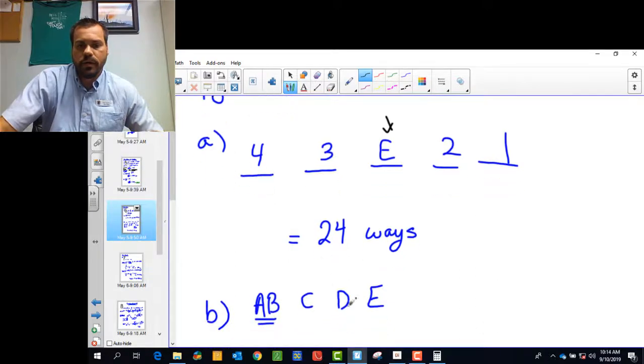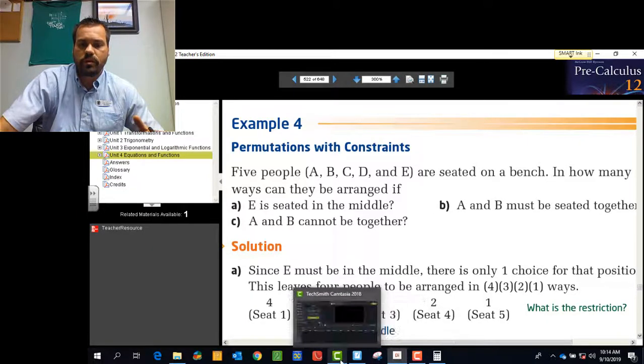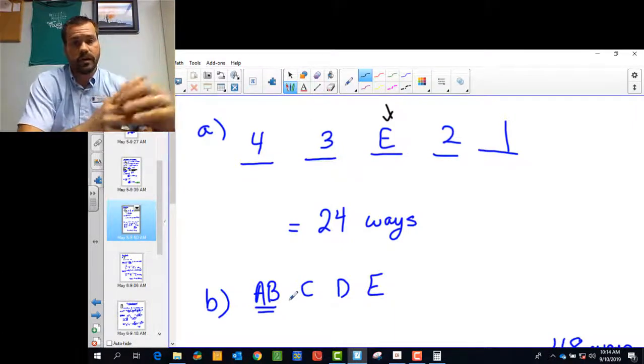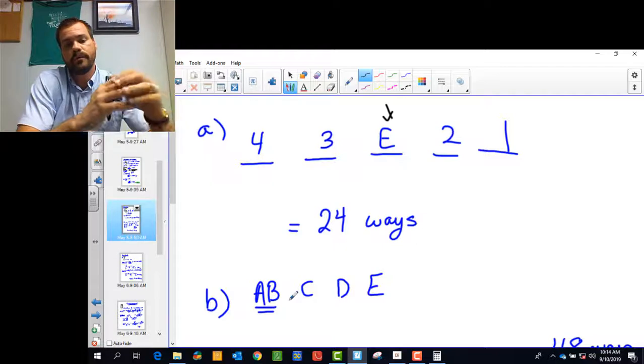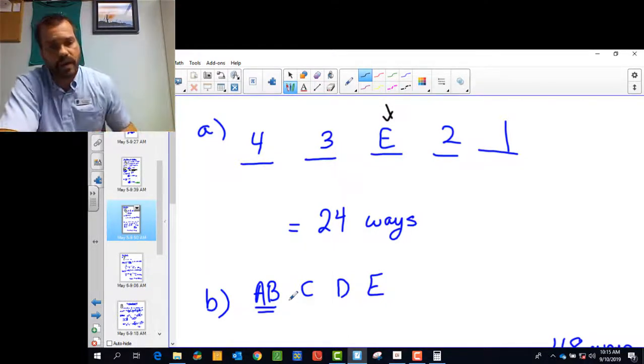All right. If you look at the next one, it says, imagine that A and B are seated together. So what you do with that is say, okay, if A and B are together, then there's basically 4 blocks, right? AB is considered a single unit, so it's one thing. But they could be AB, or sorry, BA. In other words, they could be rearranged as AB in that block, or they could be BA, and then C, D, and E are left over.